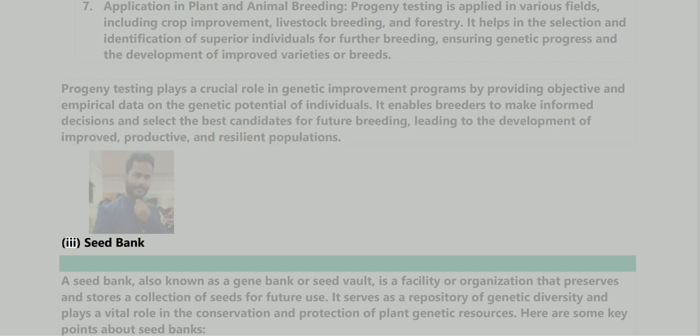3. Seed bank. A seed bank, also known as a gene bank or seed vault, is a facility or organization that preserves and stores a collection of seeds for future use. It serves as a repository of genetic diversity and plays a vital role in the conservation and protection of plant genetic resources. Here are some key points about seed banks.